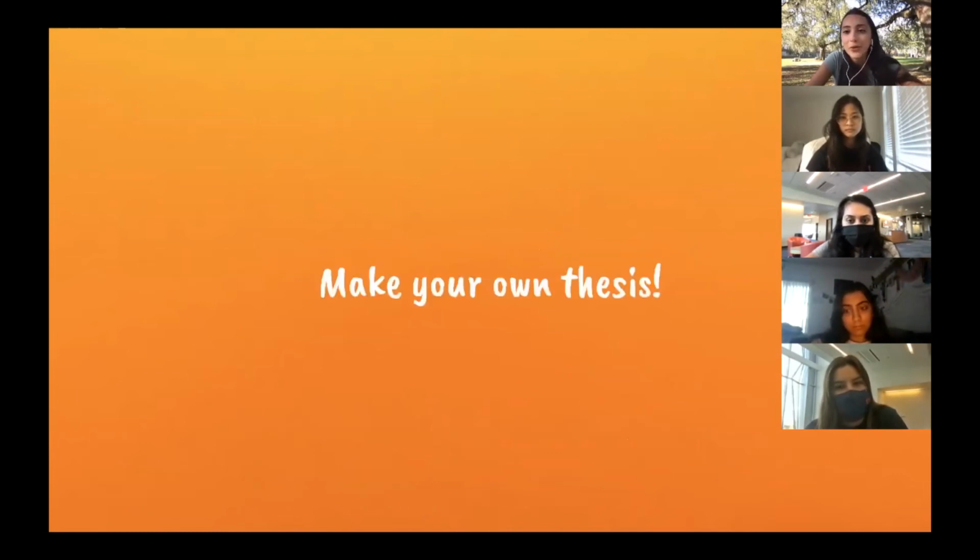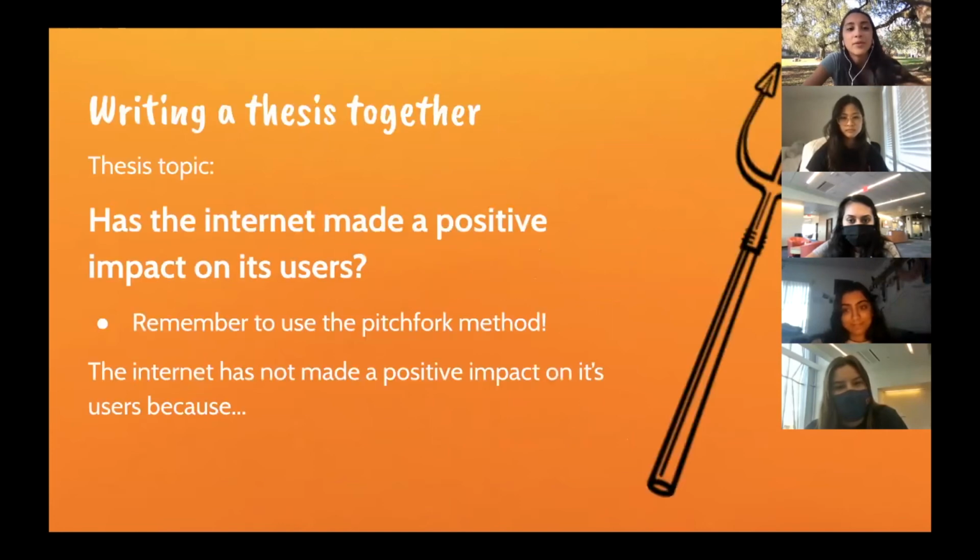Now we're going to be making our own thesis statement together as a class. So my topic that I chose was, has the internet made a positive impact on its users? So our topic sentence can be, the internet has not made a positive impact on its users because. Now, if you guys can just each give a point of evidence, we can make the thesis statement together.